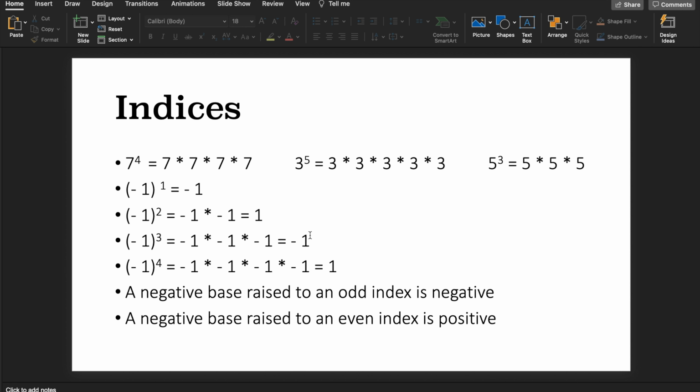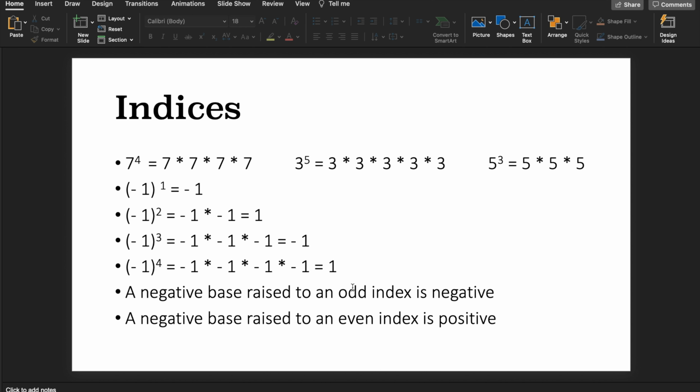So here I've written down a few things. 7 to the power of 4 is equivalent to 7 into 7 into 7 into 7, so 7 multiplied by itself 4 times. That's what this means. And then 3 to the power of 5 is 3 multiplied by itself 5 times, so 3 multiplied by 3 multiplied by 3 multiplied by 3 multiplied by 3. And then 5 to the power of 3 is 5 multiplied by itself 3 times. That's the meaning of this, and that would be 5 multiplied by 5 and multiplied by 5.